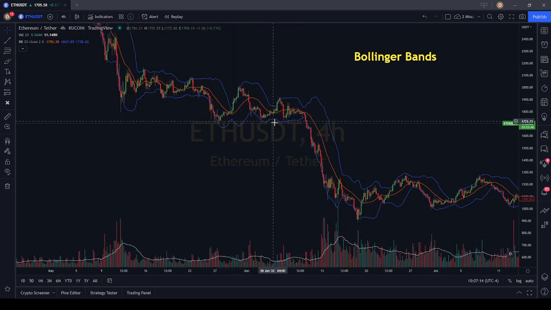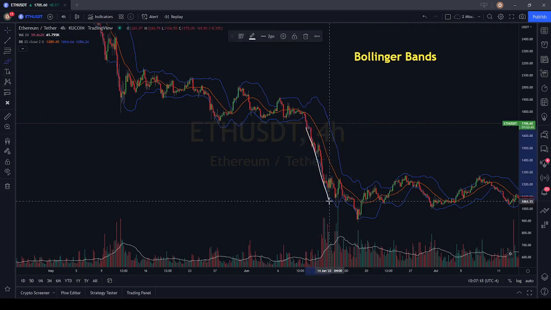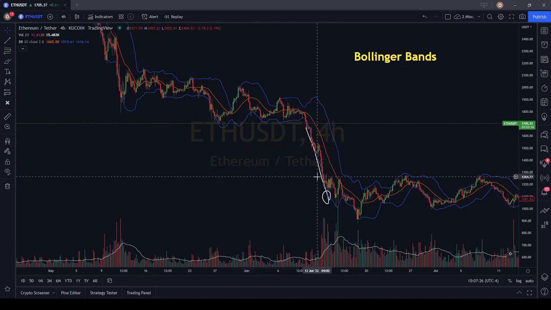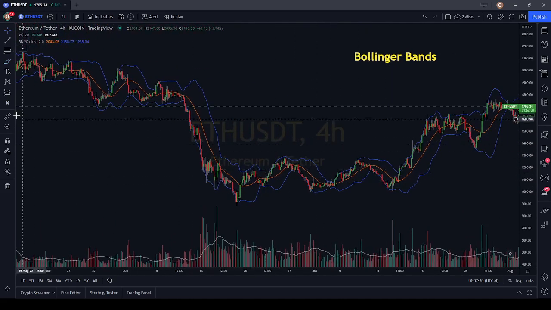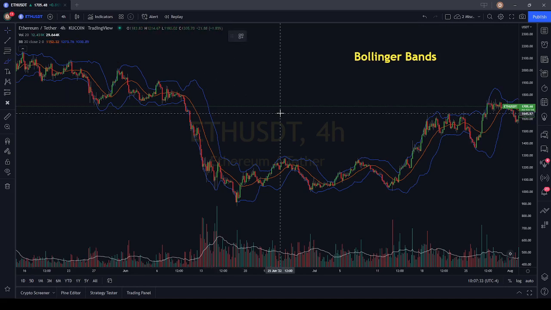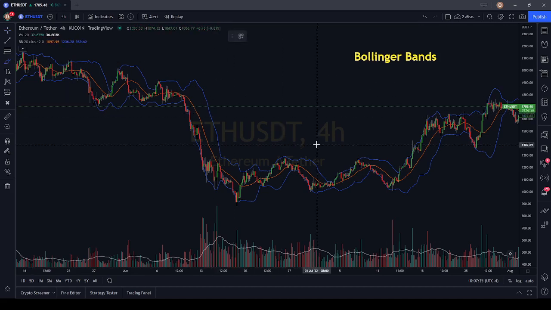Essentially saying that if the price is so overextended in these Bollinger Bands, it's sitting on the bottom, in oversold conditions for so long, that you can expect a bounce. Obviously in this case it doesn't always time those bounces perfectly, but a lot of people use the Bollinger Bands to identify overbought, oversold conditions.